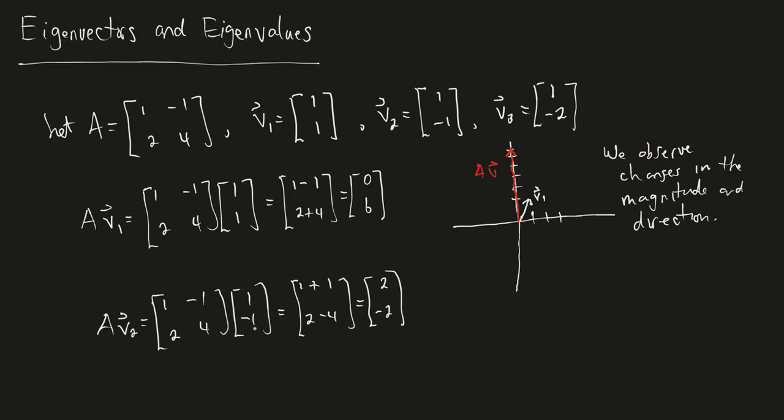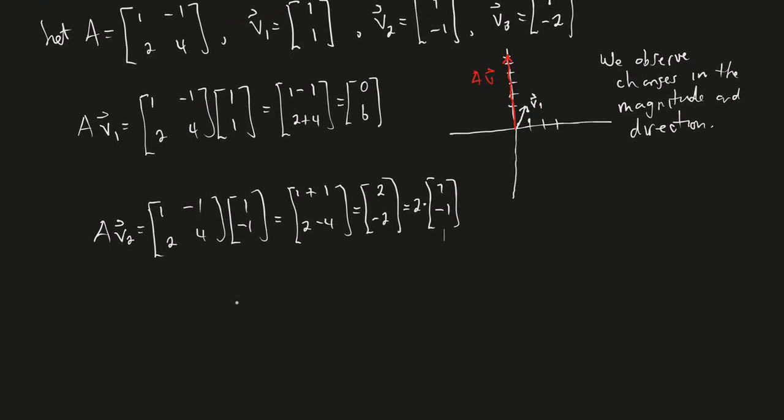Now, if we look at V2, which is 1, negative 1, and AV2, which is 2, negative 2, I think we see a direct relationship between these two. Do you notice that this vector here is simply 2 times the original? In other words, I can say that this is 2 times my vector 1, negative 1. If we were to sketch this, this is what we would observe. So let's do something similar.